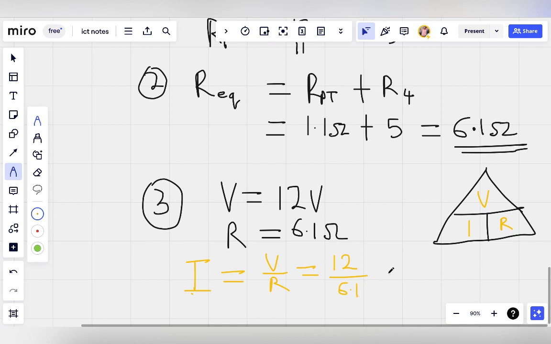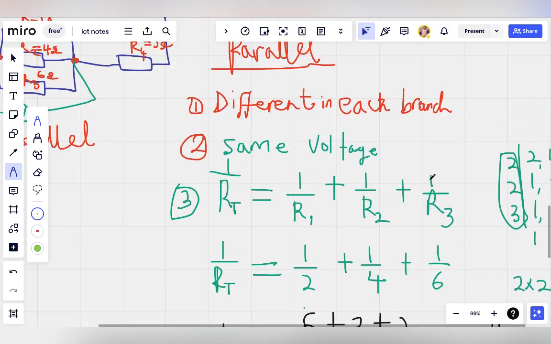12 divided by 6.1 is approximately 2, like 1.9 something. You get 1.96 ampere. Our total current is 1.96 ampere. This is the total current that is flowing in the circuit.